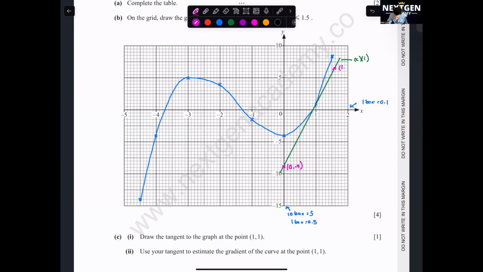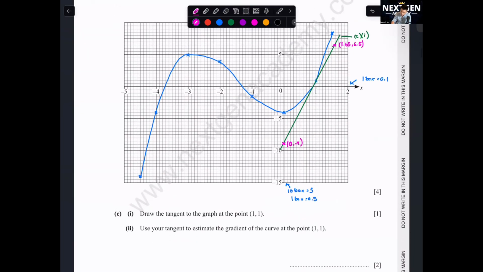Then I will take 1.65, and here is 6.5. You don't have to take these 2 points. You all choose any points that are on your line. The previous line that I drew was also a bit different, so the points I used differ. Now you're going to put into y2 minus y1 over x2 minus x1.